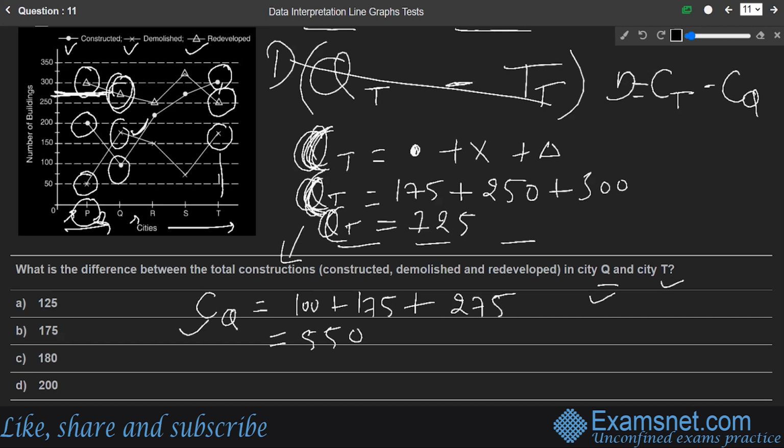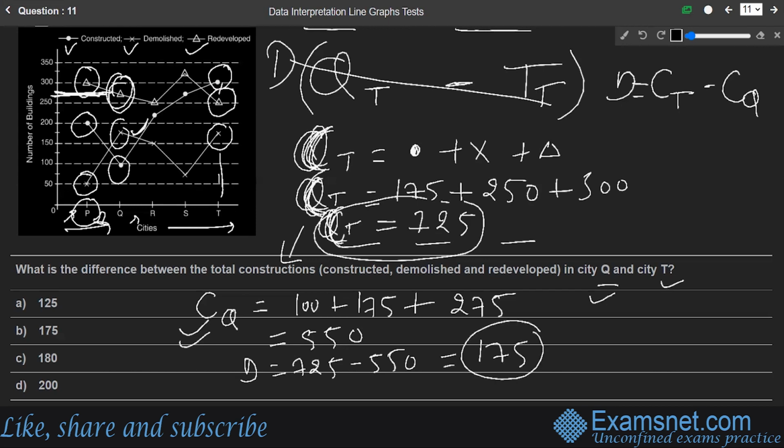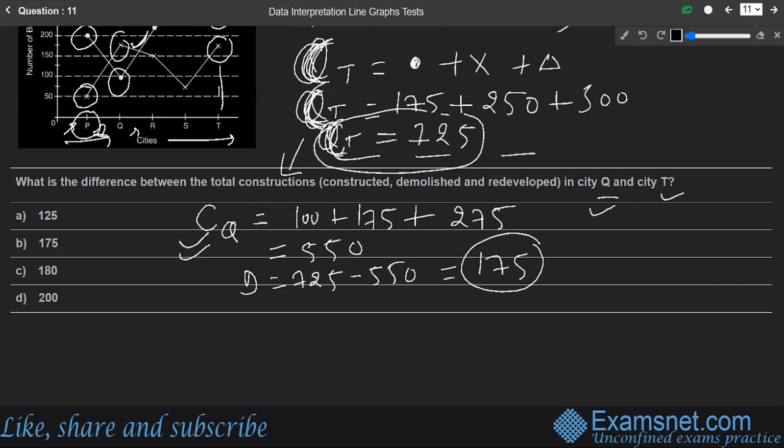So that is the total construction of city Q, and the total construction of city T is 725. We want their difference. So clearly the difference will be 725 minus 550, which comes out to be 175. So that is the total difference value, 175. It is available in option B. That becomes the right answer.